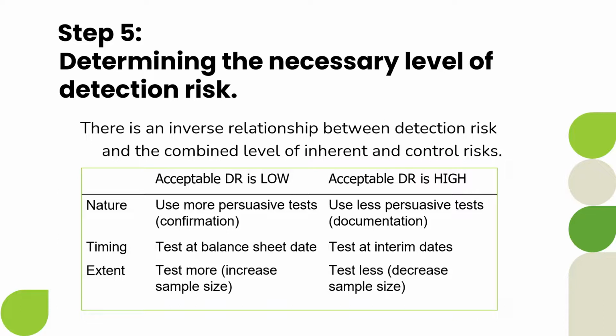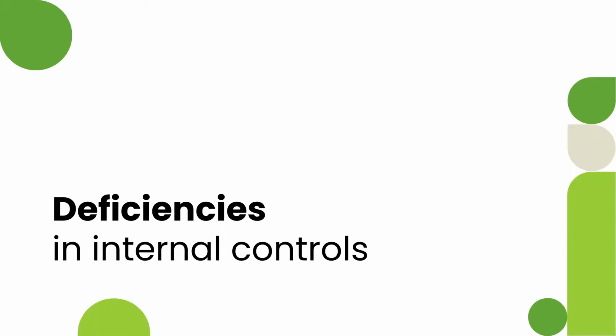If the acceptable detection risk is low, remember that the auditor is very strict. Because of that, the auditor will make use of more persuasive tests, will test at balance sheet date or as close to balance sheet date as possible, and will use a bigger sample size. If acceptable detection risk is high, meaning to say the auditor is at chill mode, and so therefore will use less persuasive tests, may test at interim, and may use a smaller sample size. Right, so those are the steps in the auditor's consideration of internal controls.